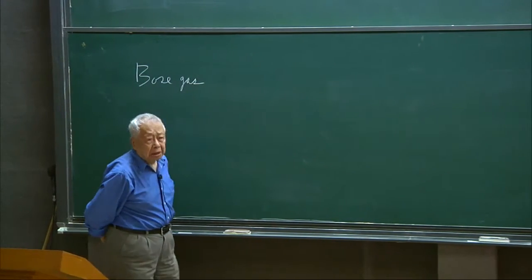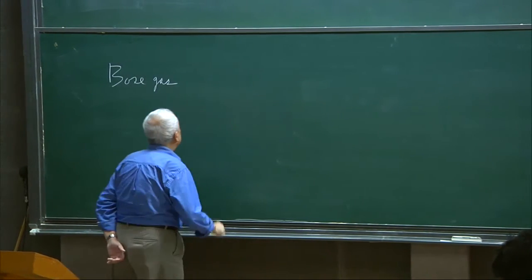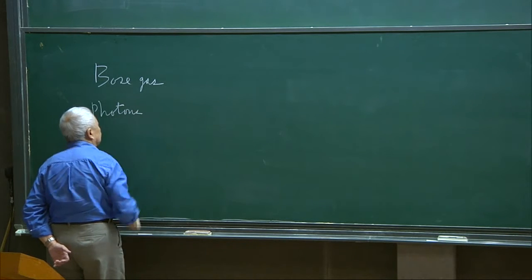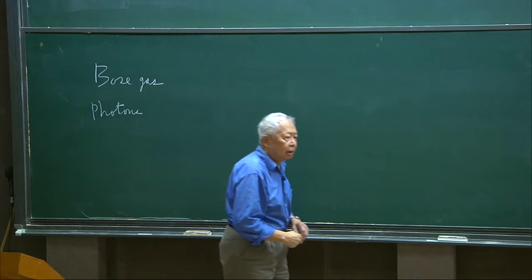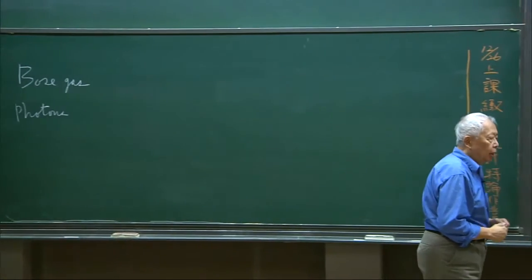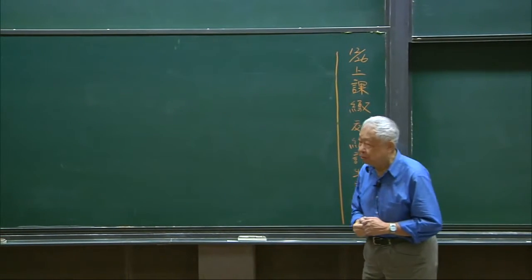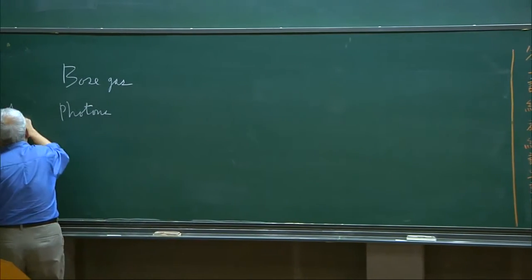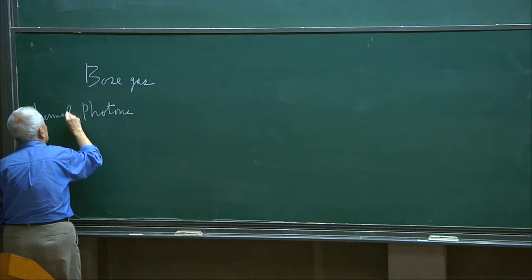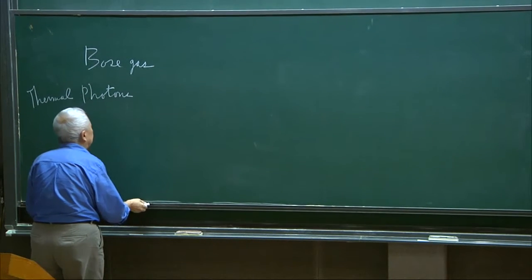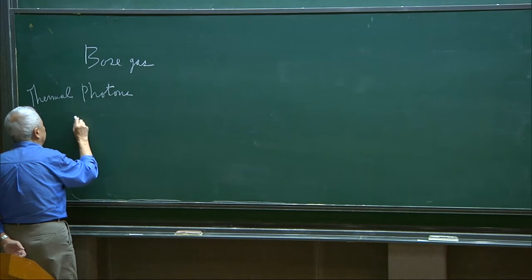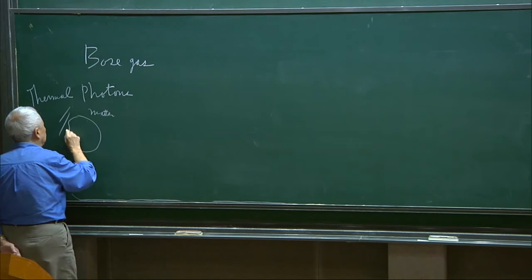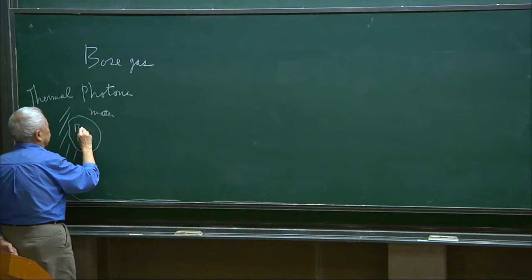The first example that comes to mind is photons. A gas of photons. How do you generate that? A gas of photons in thermal equilibrium. Thermal photons. You generate it by taking any matter and punching a hole in it, and that's a black body cavity.